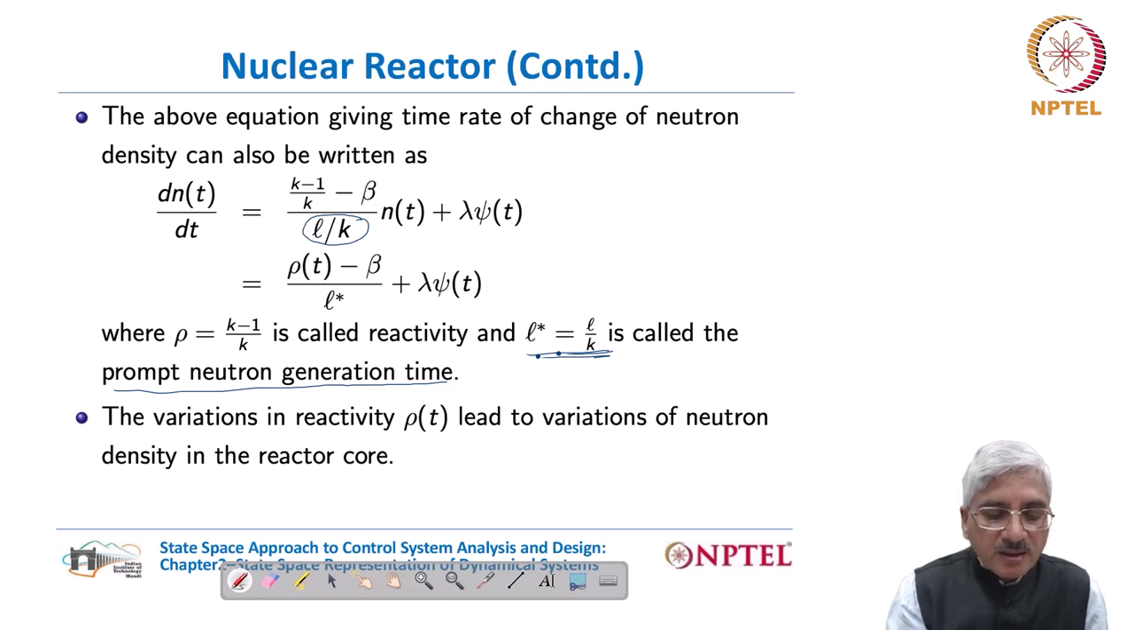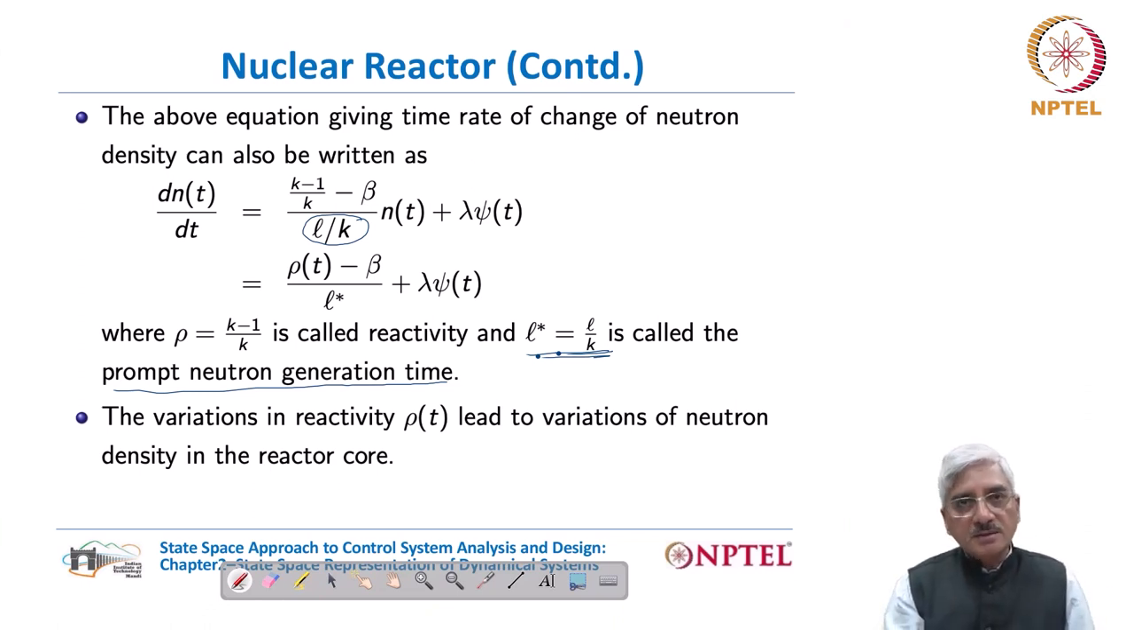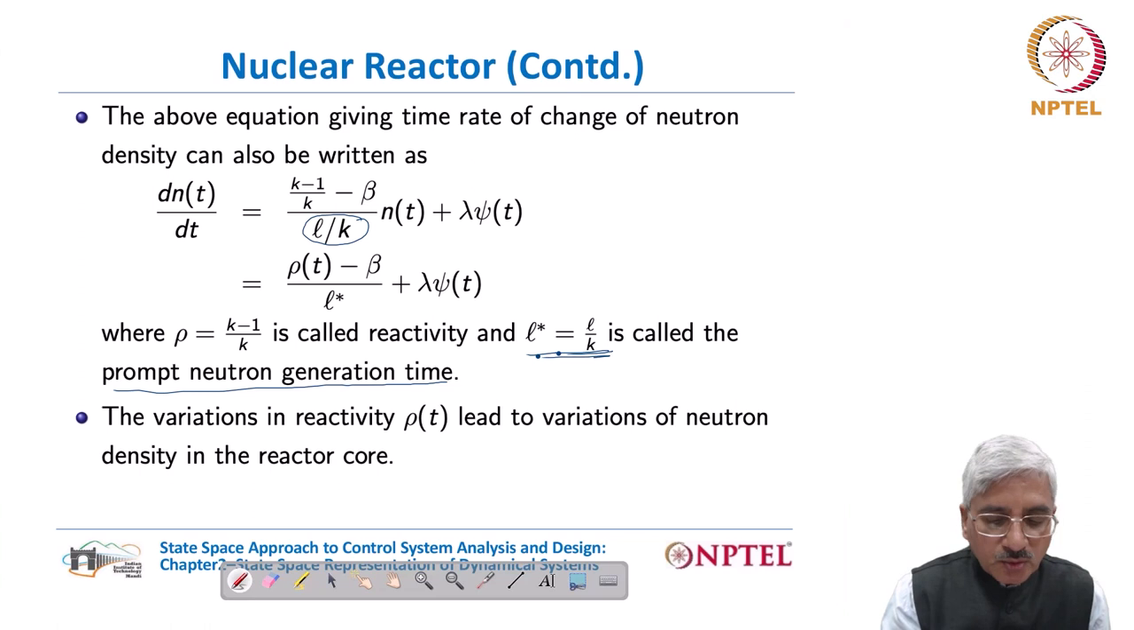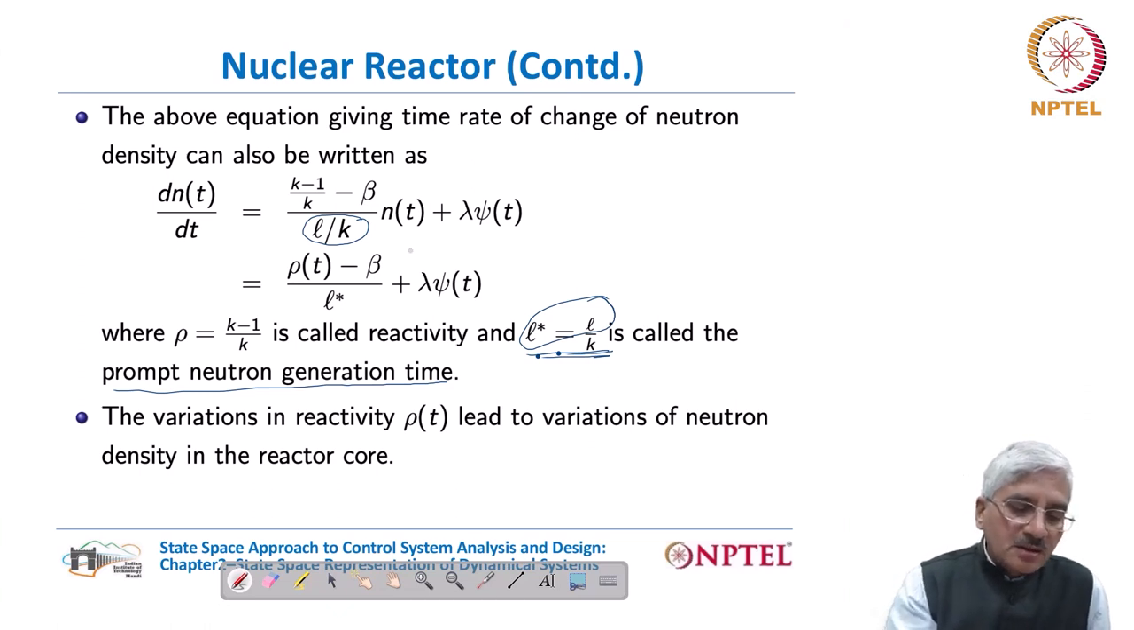And in an operating reactor at near steady state, K is almost 1. So L star and L are, for practical purposes, equal. So this dn by dt changes further to rho minus beta divided by L star times n plus lambda psi.